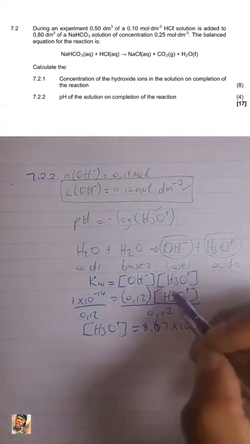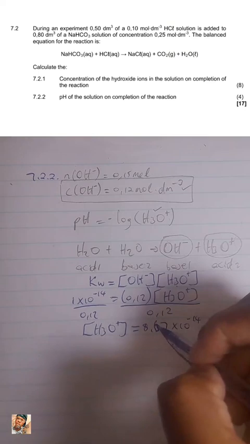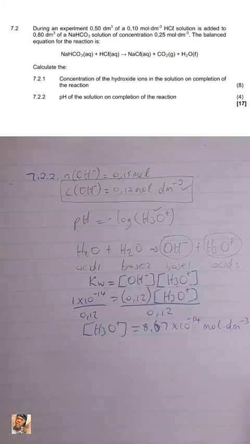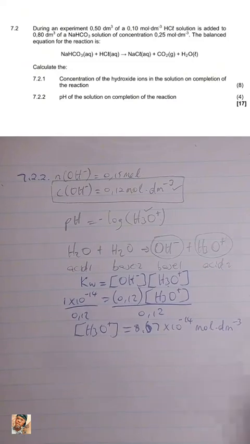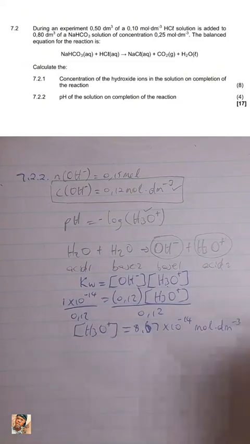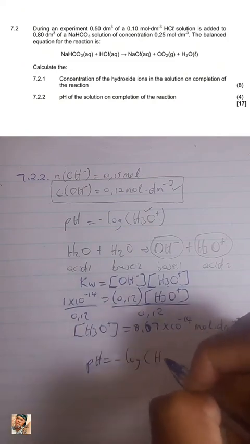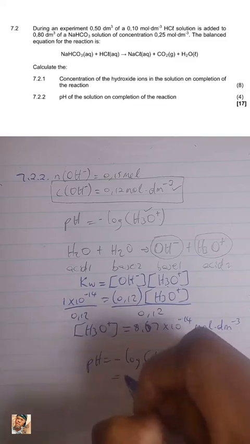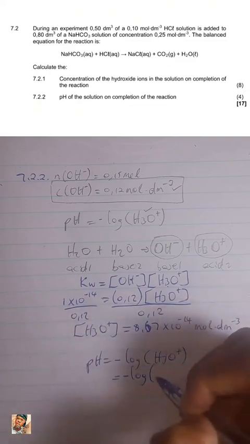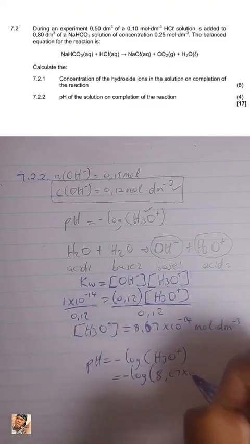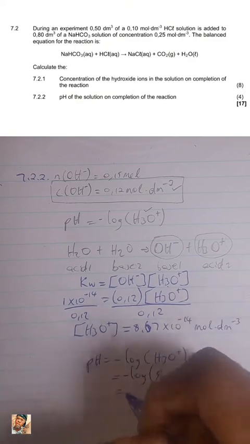Okay, so this is the concentration of the hydronium ions. It is 8.67 times 10 to the power negative 14 moles per cubic decimeters. Now that we have the concentration of the hydronium ions, we can determine the pH by saying pH is equal to negative log of the concentration of the hydronium ions. So we're going to be like negative log of 8.67 multiplied by 10 to the power negative 14. What is that equal to?